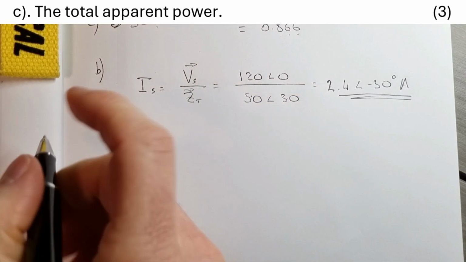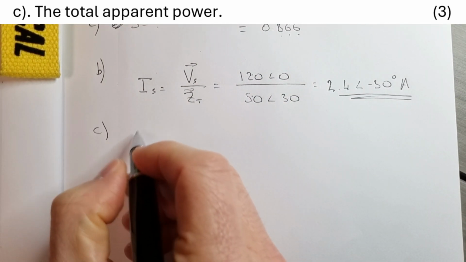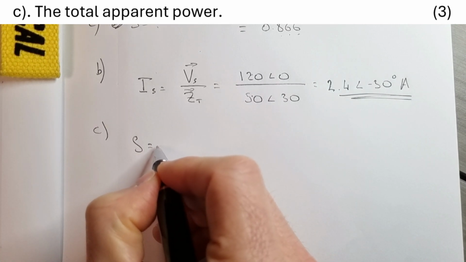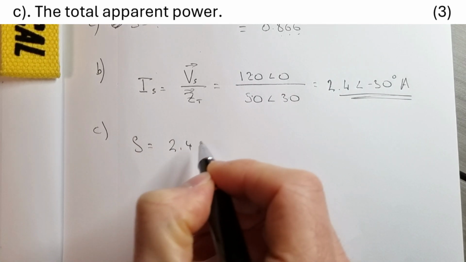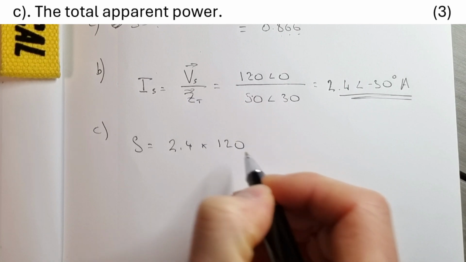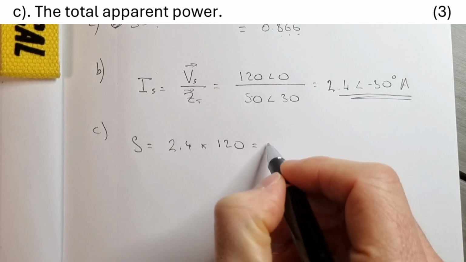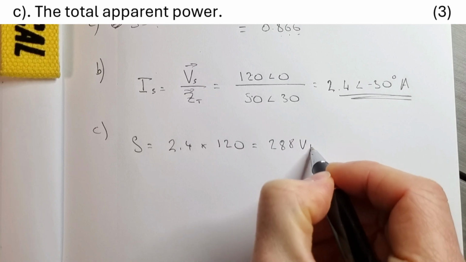For part C, our total apparent power S is equal to our current of 2.4 multiplied by our voltage of 120. In this case, that gives us 288 volt amps.